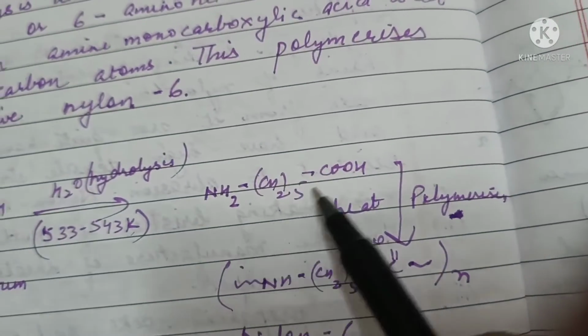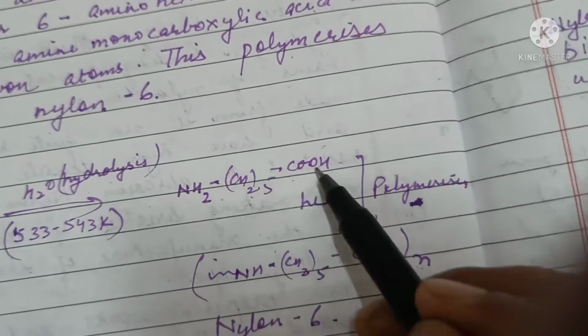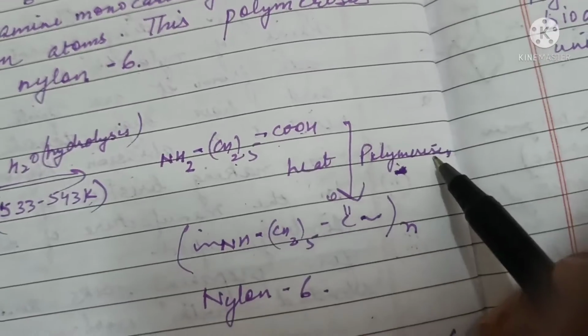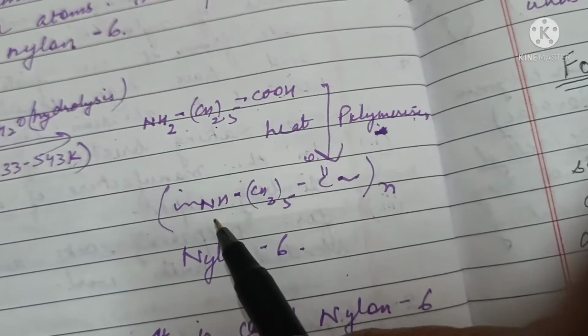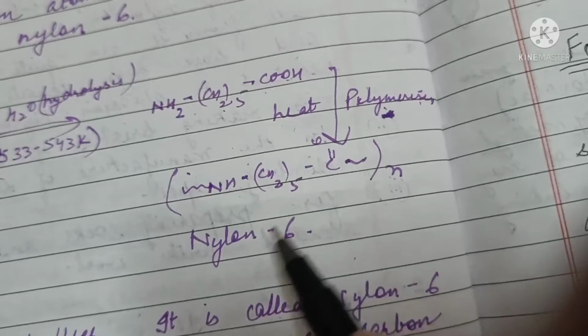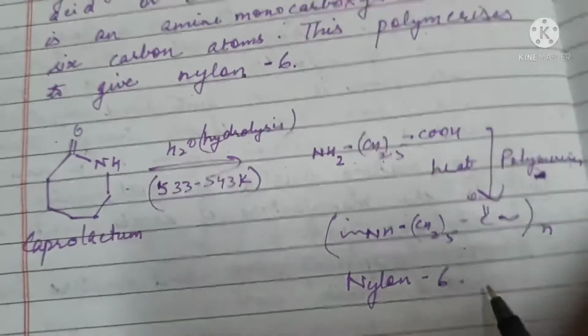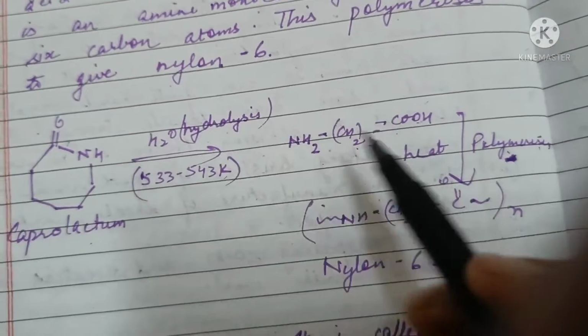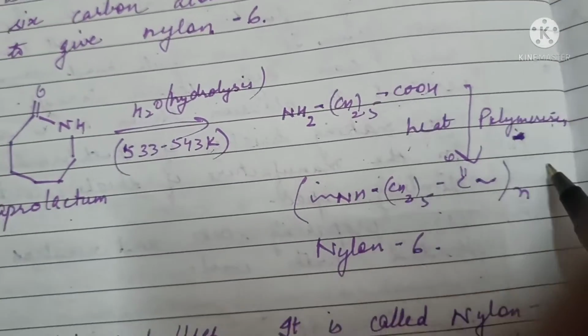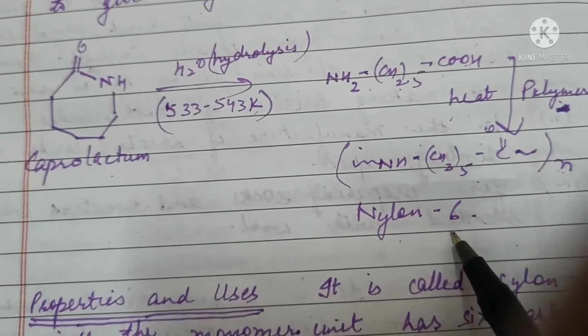So this is a monomer. This, when polymerized on heating, will polymerize to have this as repeating unit, CONH as repeating unit, and the product polymer so formed is called nylon 6. So when caprolactam is hydrolyzed and the monomer is polymerized, nylon 6 is formed.